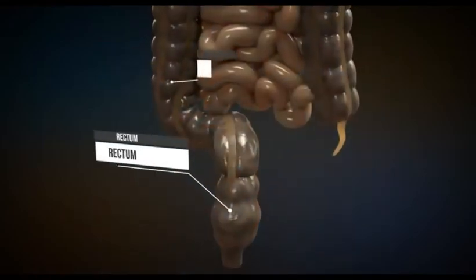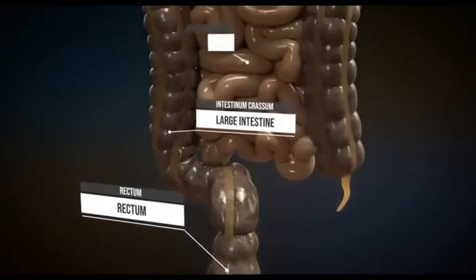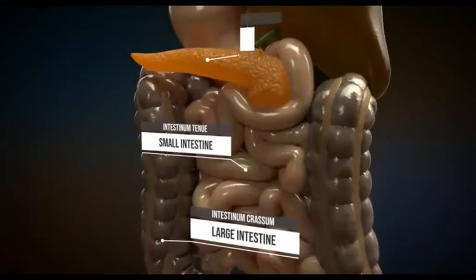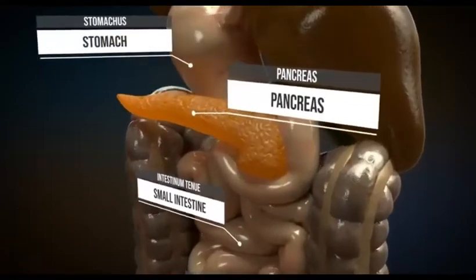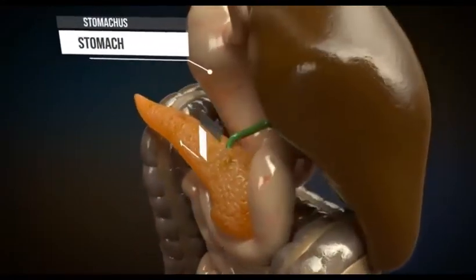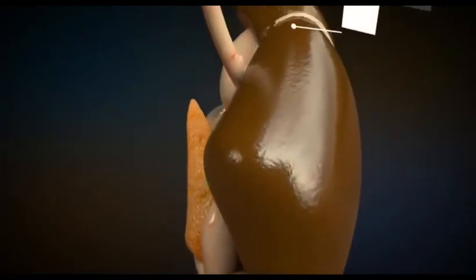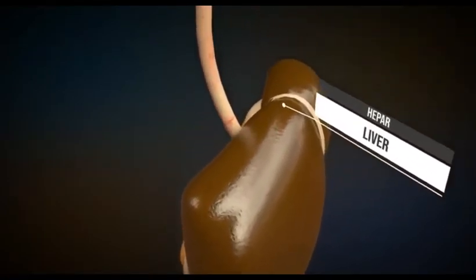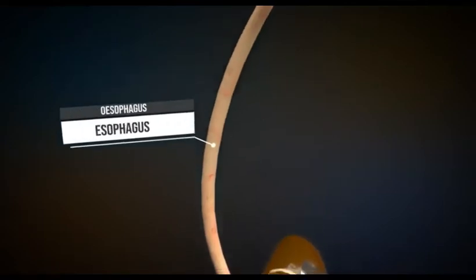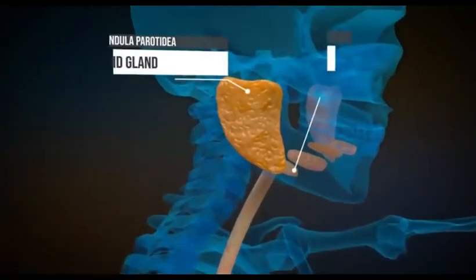It basically consists of the rectum, the large intestine, the small intestine, the pancreas, the stomach, also called gaster and ventriculus, and the liver with the gallbladder. The esophagus is also part of this system, as well as various salivary glands near the mouth.